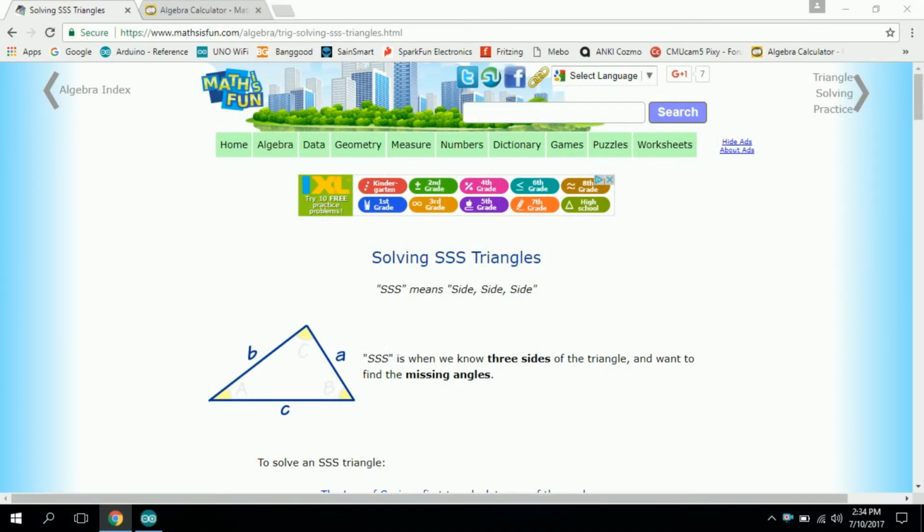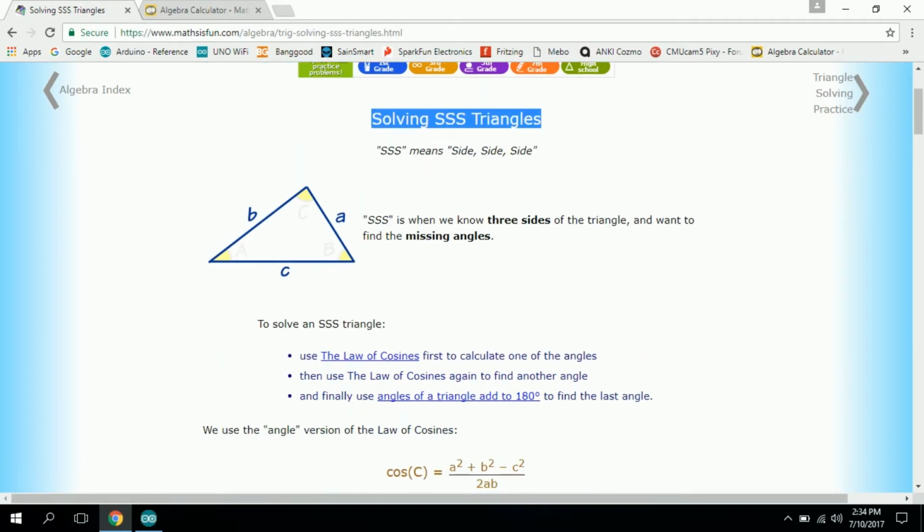So I want to show you some of the websites that help me calculate out these triangles and angles. One of the websites is called mathisfun.com. It showed me how to solve for SSS, or side triangles. Here it tells you that SSS is when you know 3 sides of a triangle and want to find the missing angles, and that's exactly what we wanted to do in our application. It goes on to explain the law of cosines and angles.